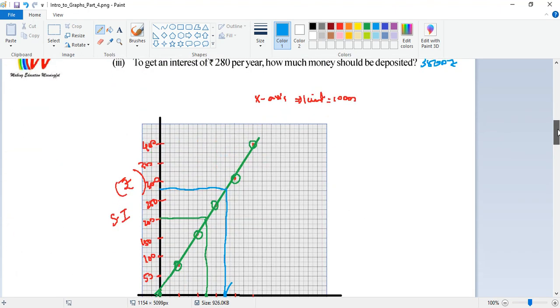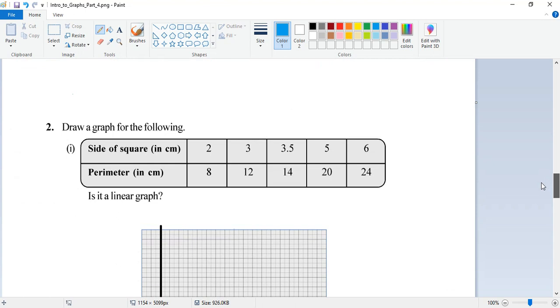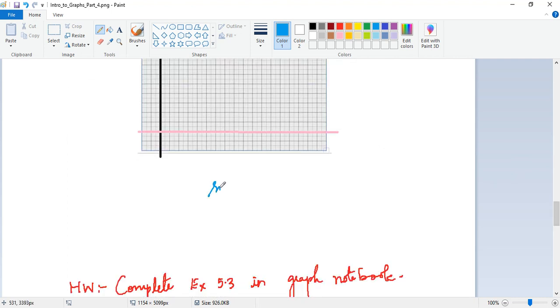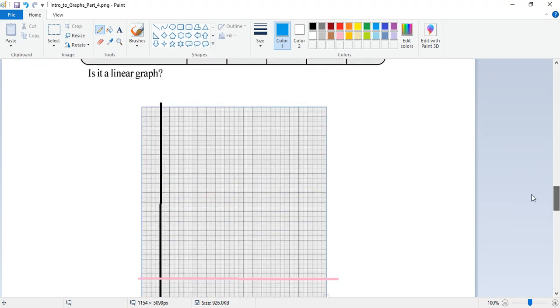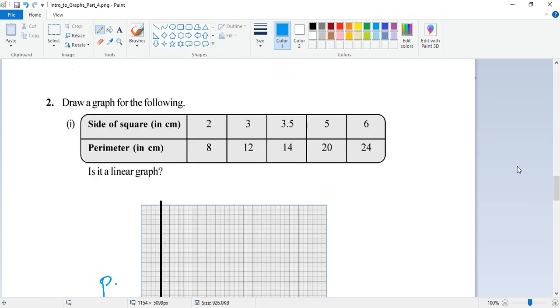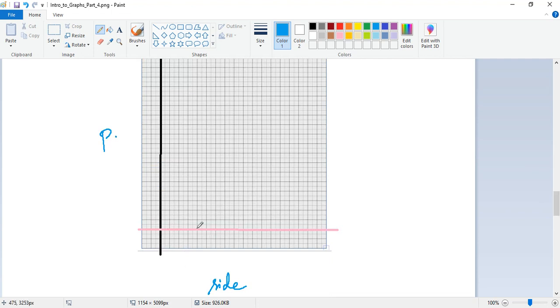So you see, okay, so now you come down to draw the graph for the following, and the second question, it says side of a square in centimeter and perimeter. So again you can write the side in x-axis and perimeter in the y-axis. Okay, now so here if I ask you 2 to 6 is the maximum, so let me take, I can take this as 2, this as no, let me say 1, this is 1, 2, 3, 4, 5, 6.